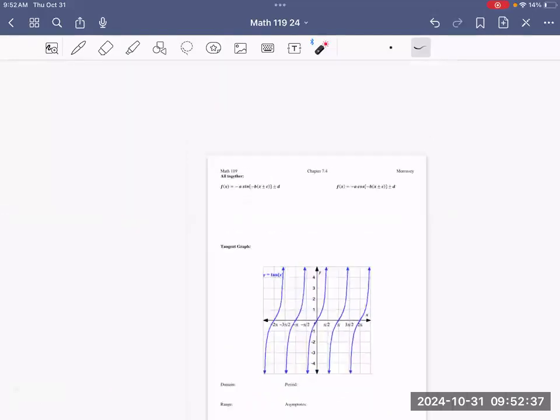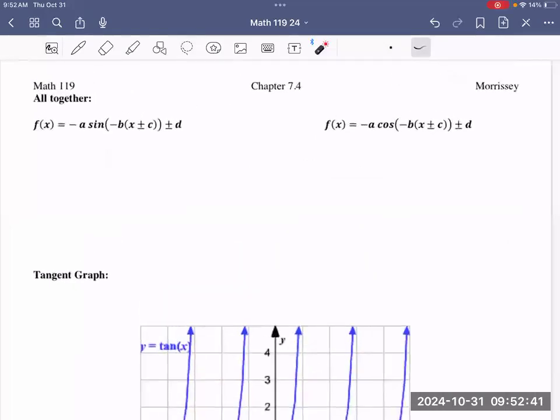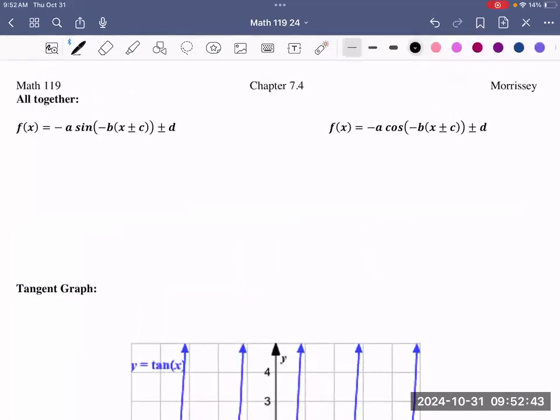So let's finish out this video with some of your shifts. So we have this negative. Actually, let's go ahead and have you guys pause the video and figure out what all of these transformations mean. So if you have a negative on the outside, this will be a reflection over the x-axis. If it's on the inside, it's a reflection over the y-axis.